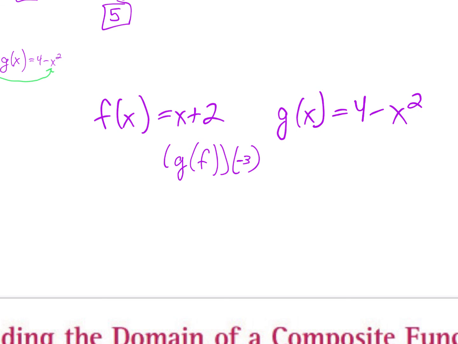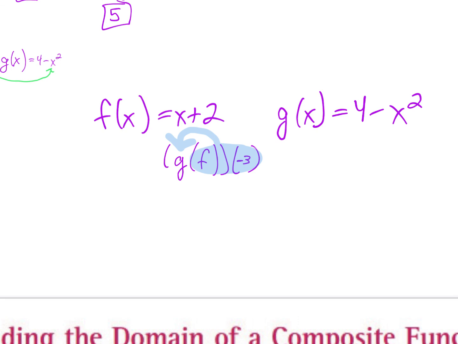Now you can do this two ways. You can take the f function, plug it into the g, combine it all, and then use -3. Or you can work where? Where did I tell you guys to work? From the inside out. So first of all, guys, plug in -3 into the f function. Then whatever you get, plug that answer into the g.